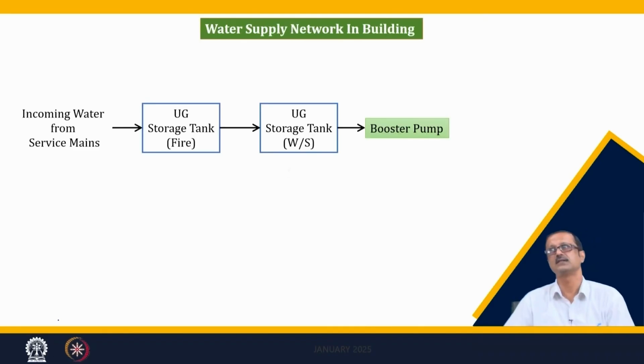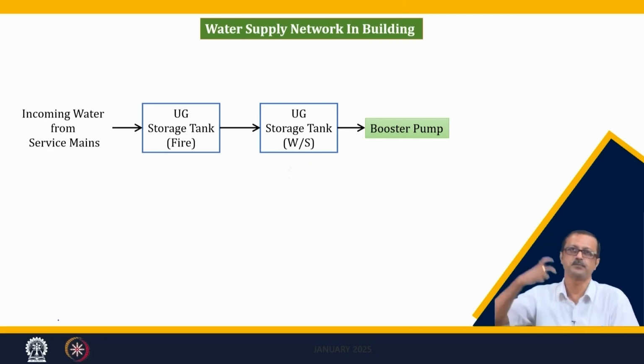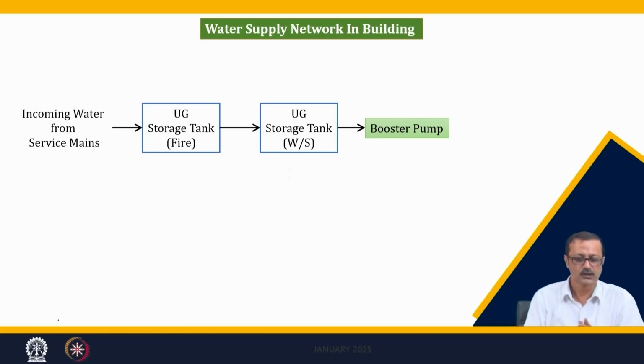Water supply network is another very important part of the services, and we all know that it requires a lot of attention and a lot of energy, because we have to pump the water from the underground storage tank to the overhead. The flow diagram will be like this. We can take the incoming water from any incoming source, municipality or the corporation. We can store it initially in a fire tank, and then the overflow water can go to the water supply tank, which is underground. UG stands for underground.